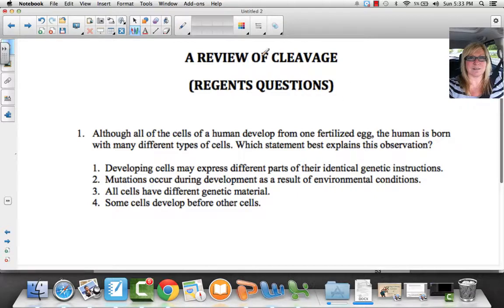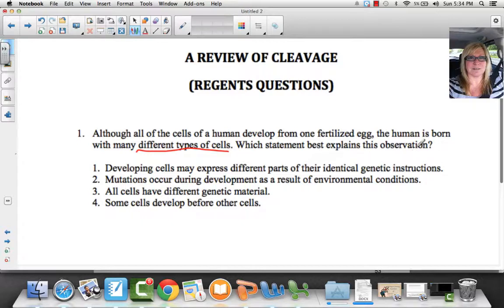So this is a review of cleavage, which is the process of the fertilized zygote undergoing a series of mitotic divisions and reproducing the cells to form the blastula, the hollow ball of cells. So it says, although all of the cells of a human develop from one fertilized egg, the human is born with so many different types of cells. Which statement best explains this observation?